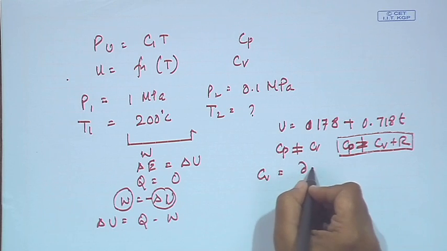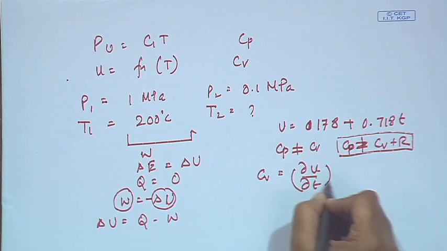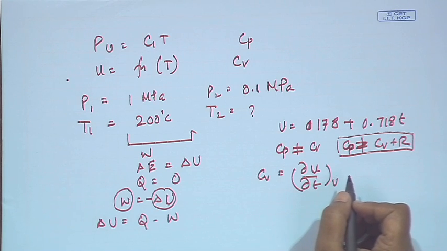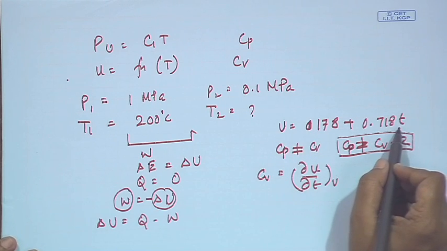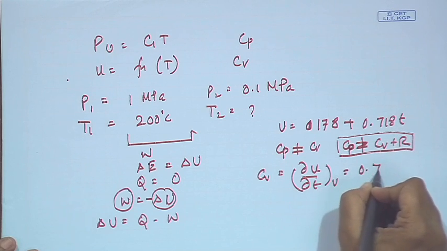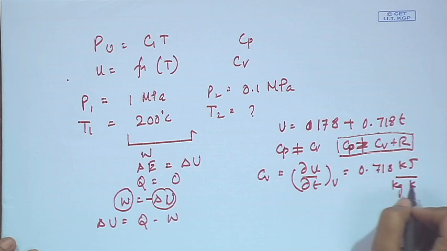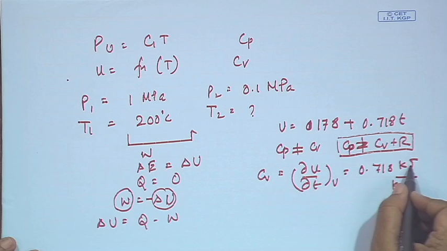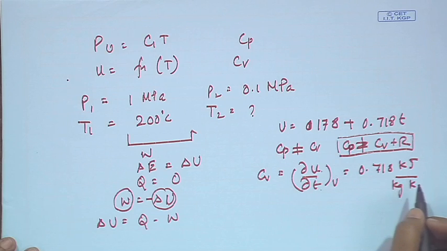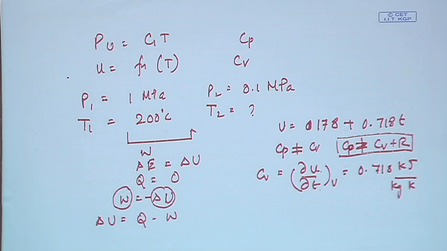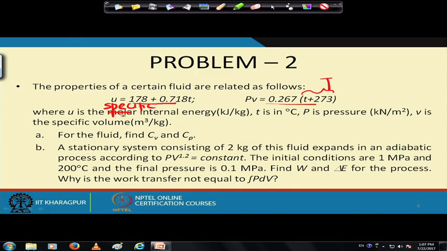Cv by definition is del U del T at constant V, isn't it? So if we differentiate this equation with respect to T, what do we get? We get 0.718 kilojoules per kg degree Kelvin. Whether it is going to be kg or moles, or whether it is going to be joules or calories, all depends upon the units in which U and T have been specified. In this particular case, the specific internal energy has been specified in kilojoules per kg, T is in degree centigrade. So the unit of Cv is as given.